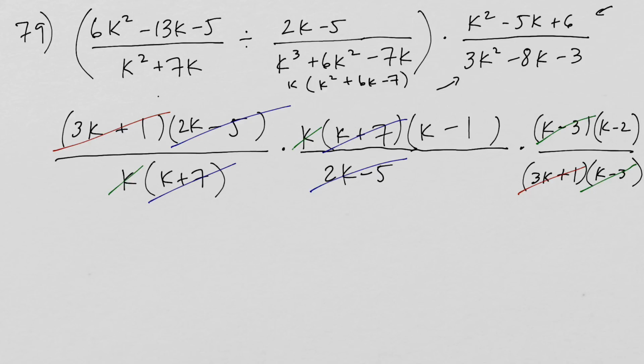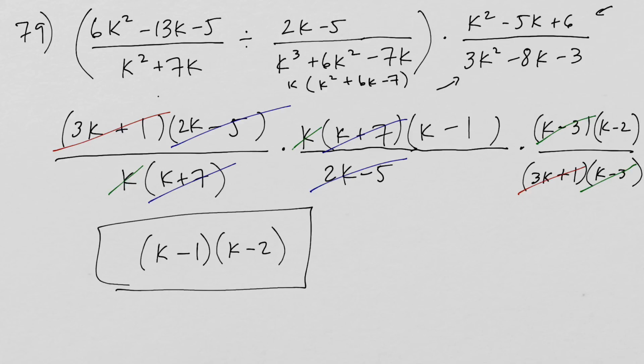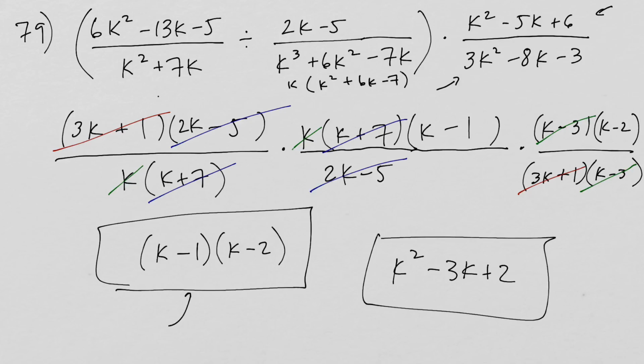And in my numerator, I have k minus 1 times k minus 2. It's perfectly acceptable to leave it like this. If you FOILed it out and combined like terms, you'd get k squared minus 2 minus 1 is minus 3k plus 2. That would have been acceptable as well. I would have just left it like that.